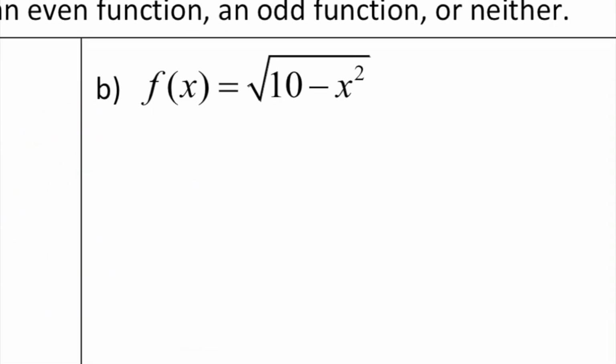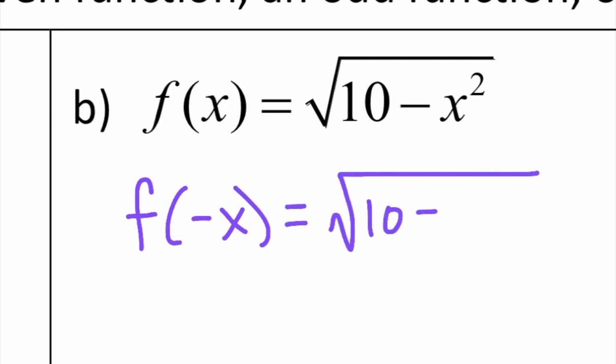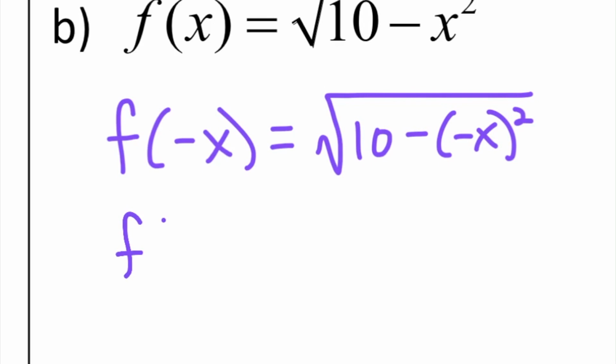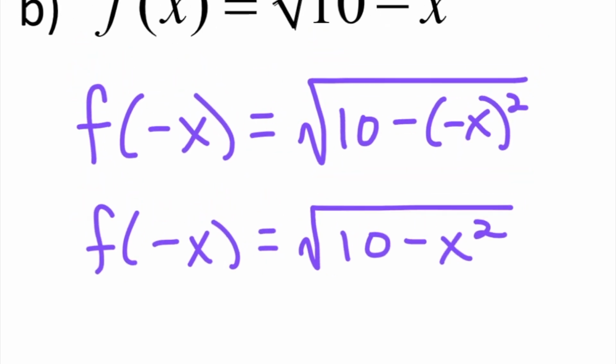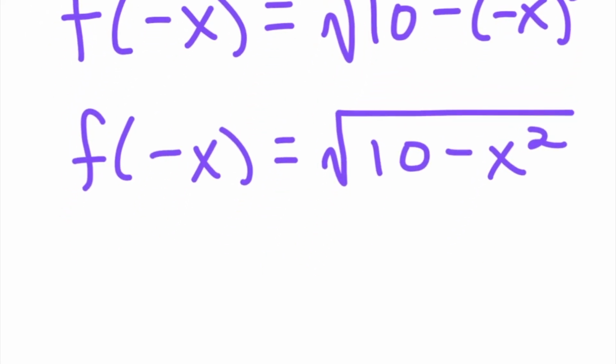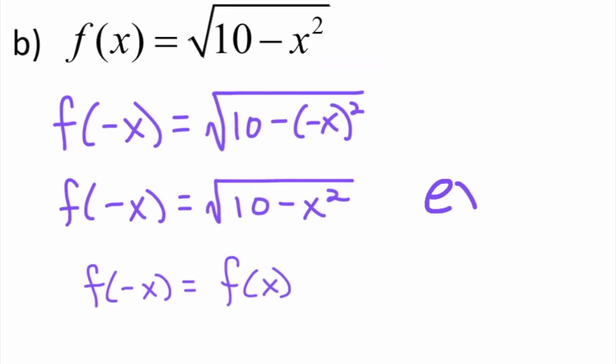In letter B, again, I'm going to compute f of negative x. So that's radical 10 minus, and then parentheses negative x squared. And when I simplify that, I get negative x squared is just x squared, and so 10 minus x squared, well, that's exactly the same as the original function, radical 10 minus x squared. So the function remains unchanged if you substitute negative x. So f of negative x is equal to f of x, the original function. And that is how you algebraically prove an even function.